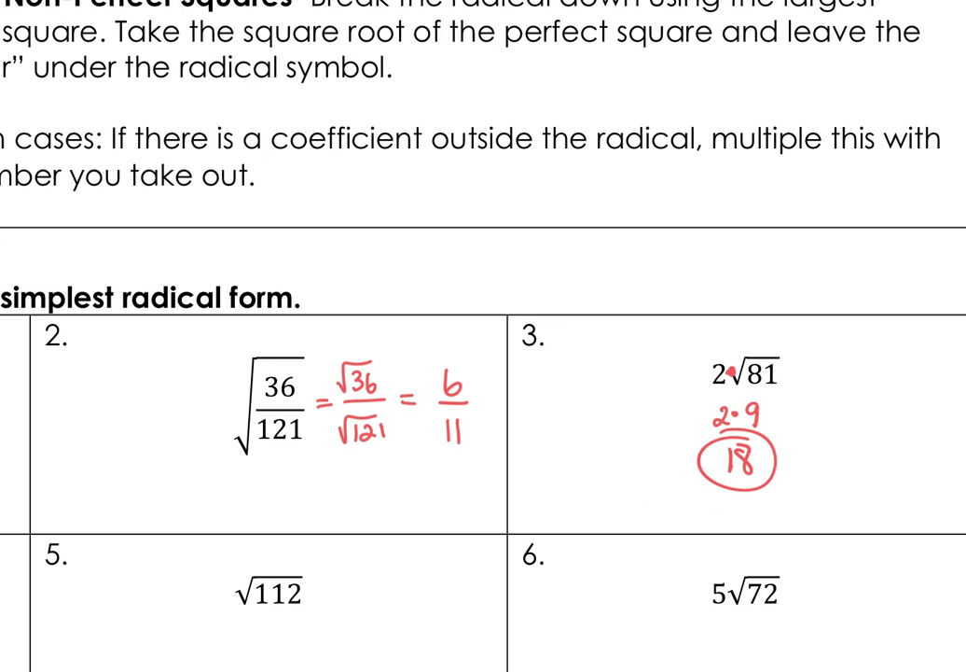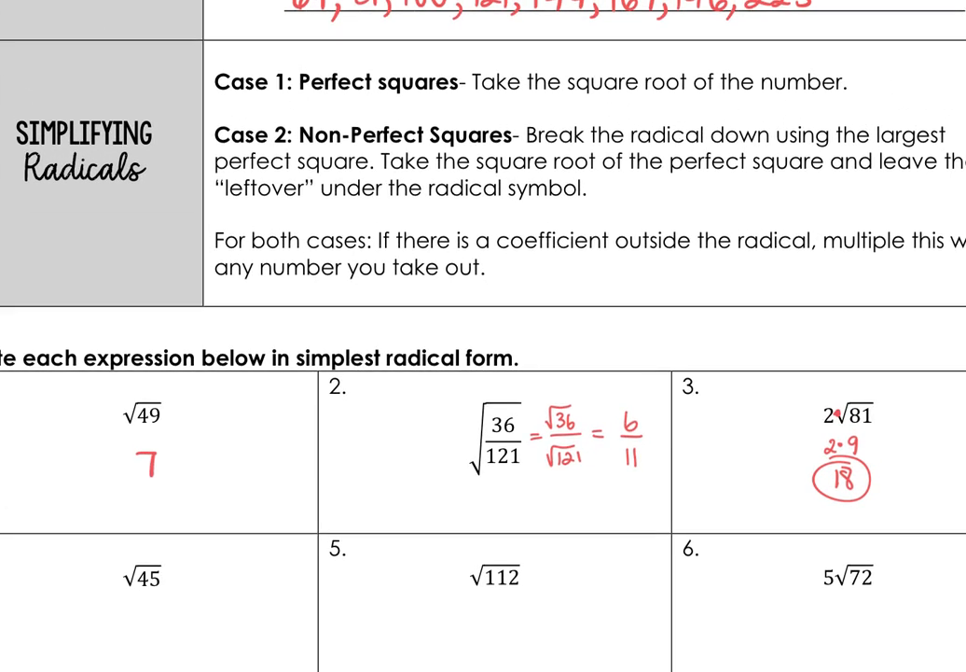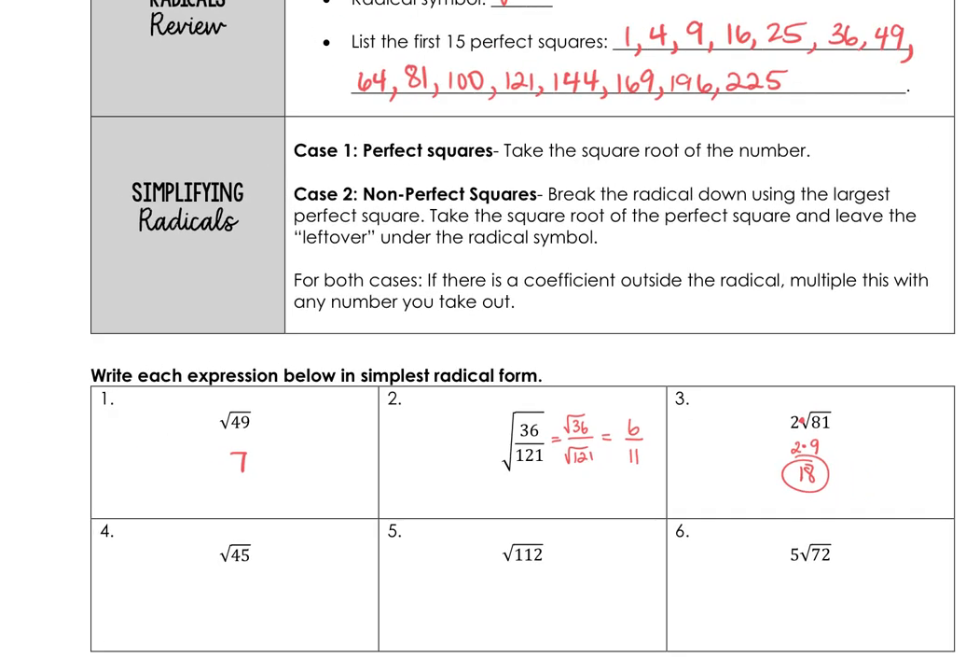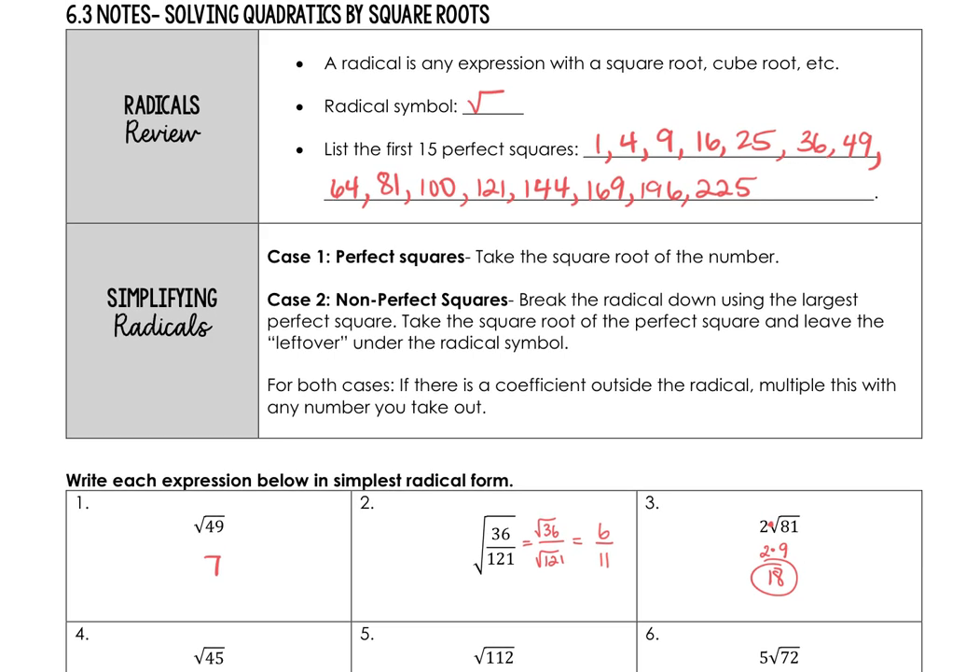Okay? Now, not every radical is going to be a perfect square. So this is where case number 2 comes in. If you do not have a perfect square underneath the radical, we're going to break that radical down using the largest perfect square that it's divisible by. Once we find that perfect square, we'll take the square root out and then leave whatever's left over underneath the radical symbol.